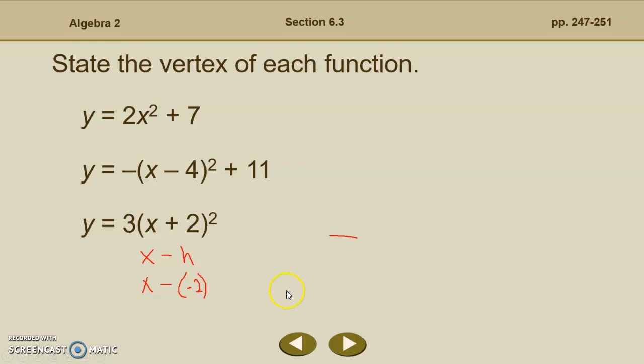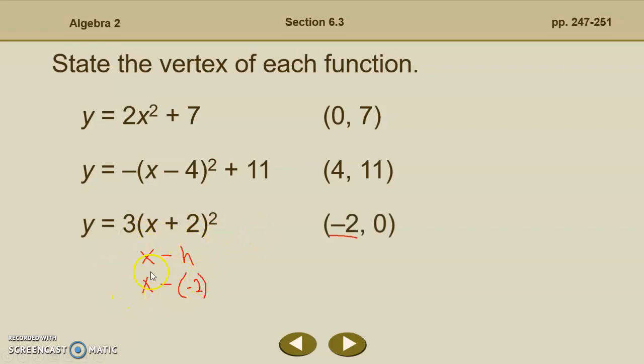All right, we're going to state the vertex of each function. Remember that when there is no b term, our x value for our vertex is 0. And the others, you should be able to pull right out of this vertex form. So pause the video, see if you can write the vertex, and then see how you did. And hopefully you got (0, 7), (4, 11), and (-2, 0).